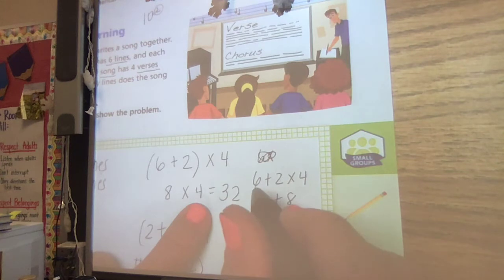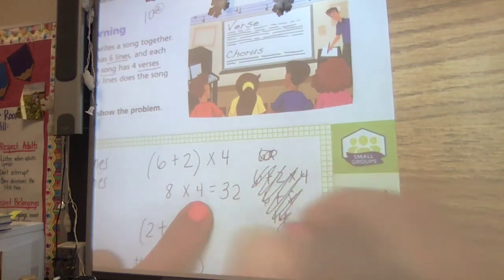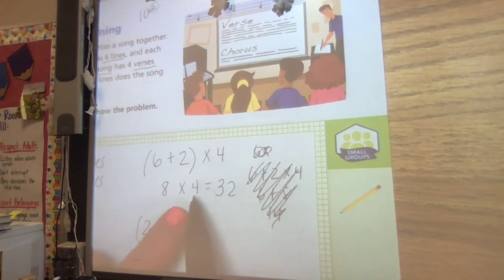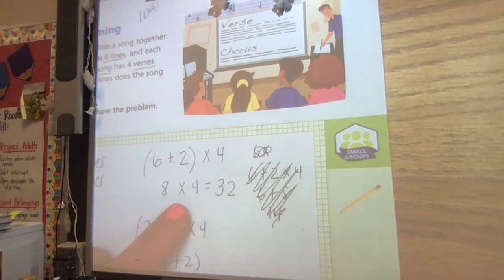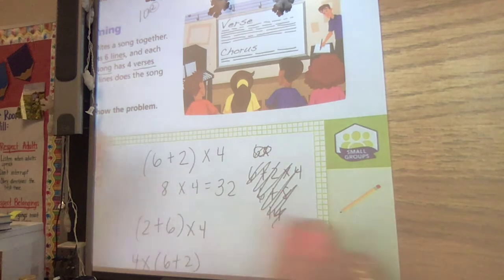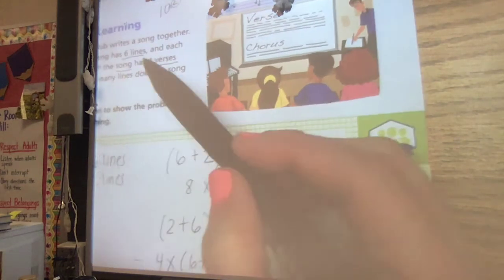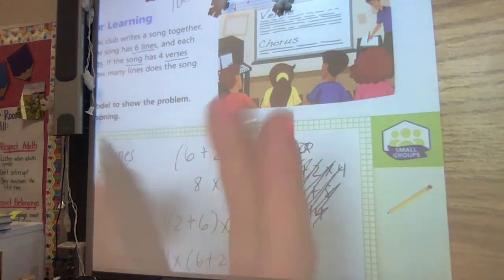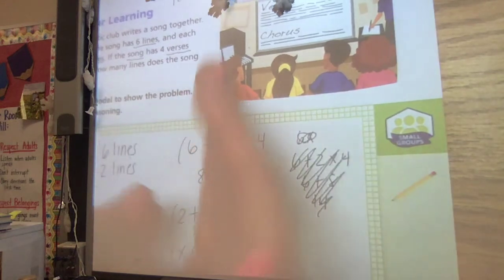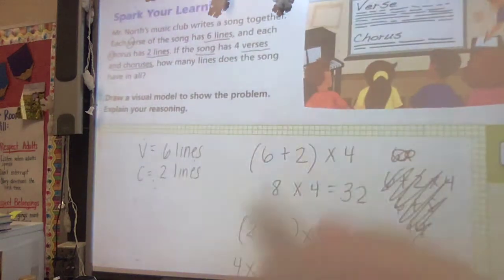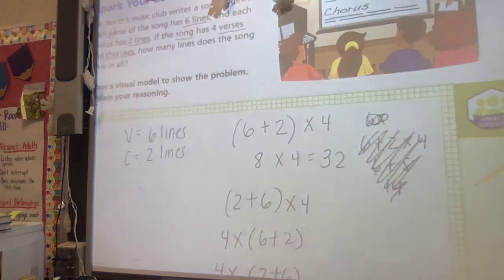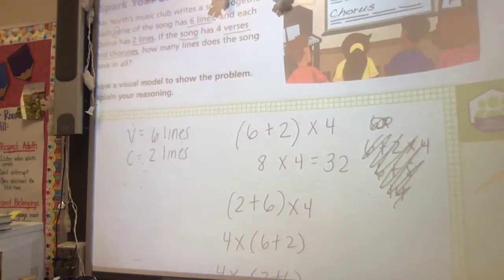So I don't want to do that because this is correct. So we put parentheses around things that need to be first and need to be separate, because we don't want them mixing with something else. I know that each verse had 6 and each chorus had 2, so I was going to keep that apart. And then however many songs, I would figure out my total lines.